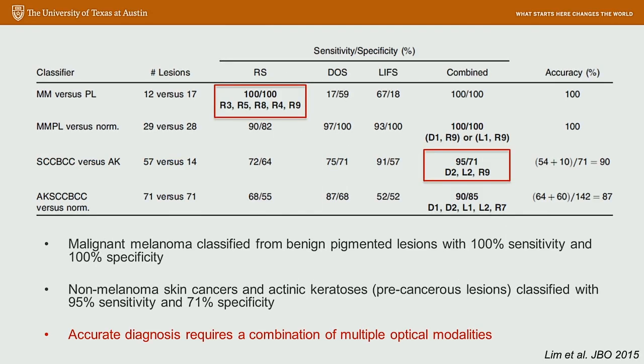Our group has previously shown that this approach is promising. Some of my predecessors in the lab initiated a clinical study to assess the spectral biopsy approach. It showed that malignant melanoma was able to be classified from benign pigmented lesions with very high sensitivity and specificity. Non-melanoma skin cancers were also able to be classified from precancerous lesions, also with very high sensitivity and specificity. And so this clinical study showed that accurate diagnosis requires a combination of multiple optical modalities.